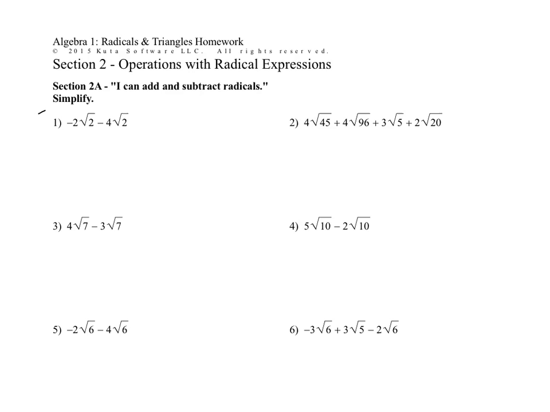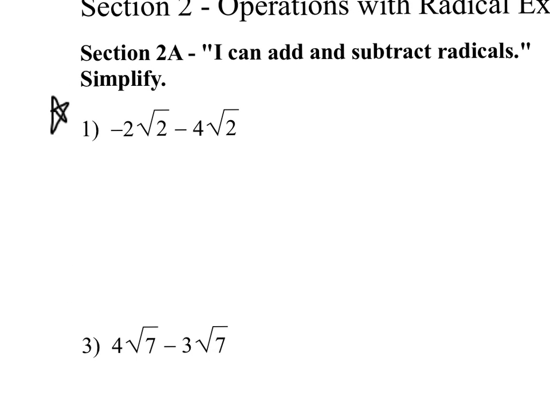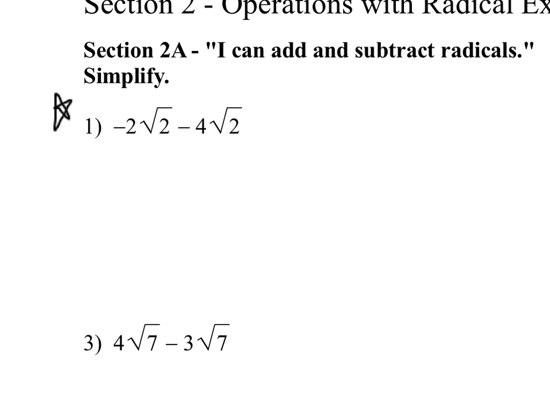Number 1. When you're adding and subtracting radicals, it's as if you're adding and subtracting variables. So you have to pay very close attention to whether or not you have like terms. The way we decide if we have like terms is the root itself. If you have two roots that are exactly the same, in this case a root 2 and a root 2, these two terms are considered like terms.